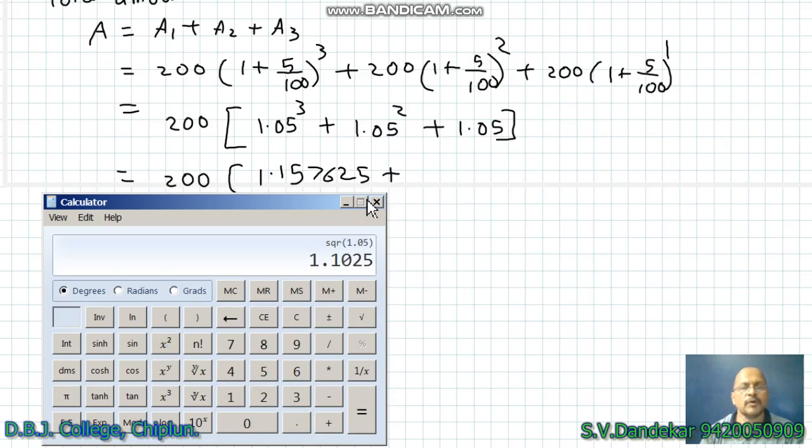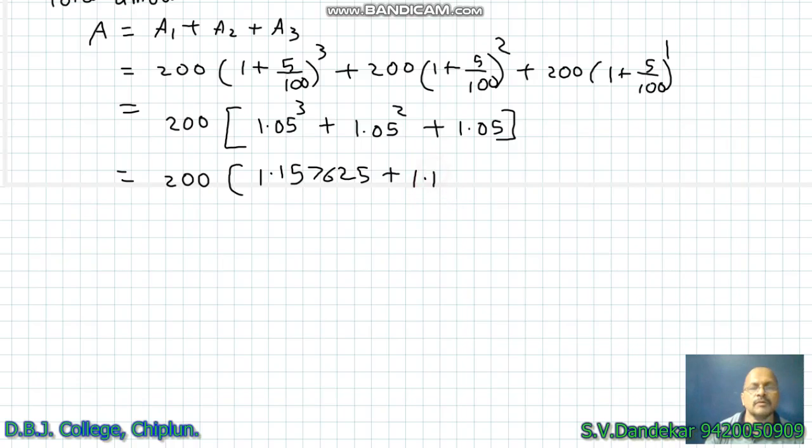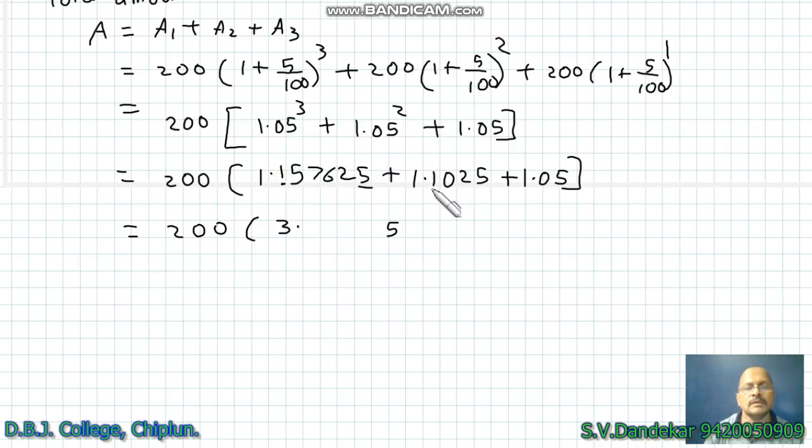1.05 square is 1.1025 plus 1.05. This is equal to 200 into, firstly, adding these, the answer is 3.310125, that is, the answer is 3.31025 into 200.